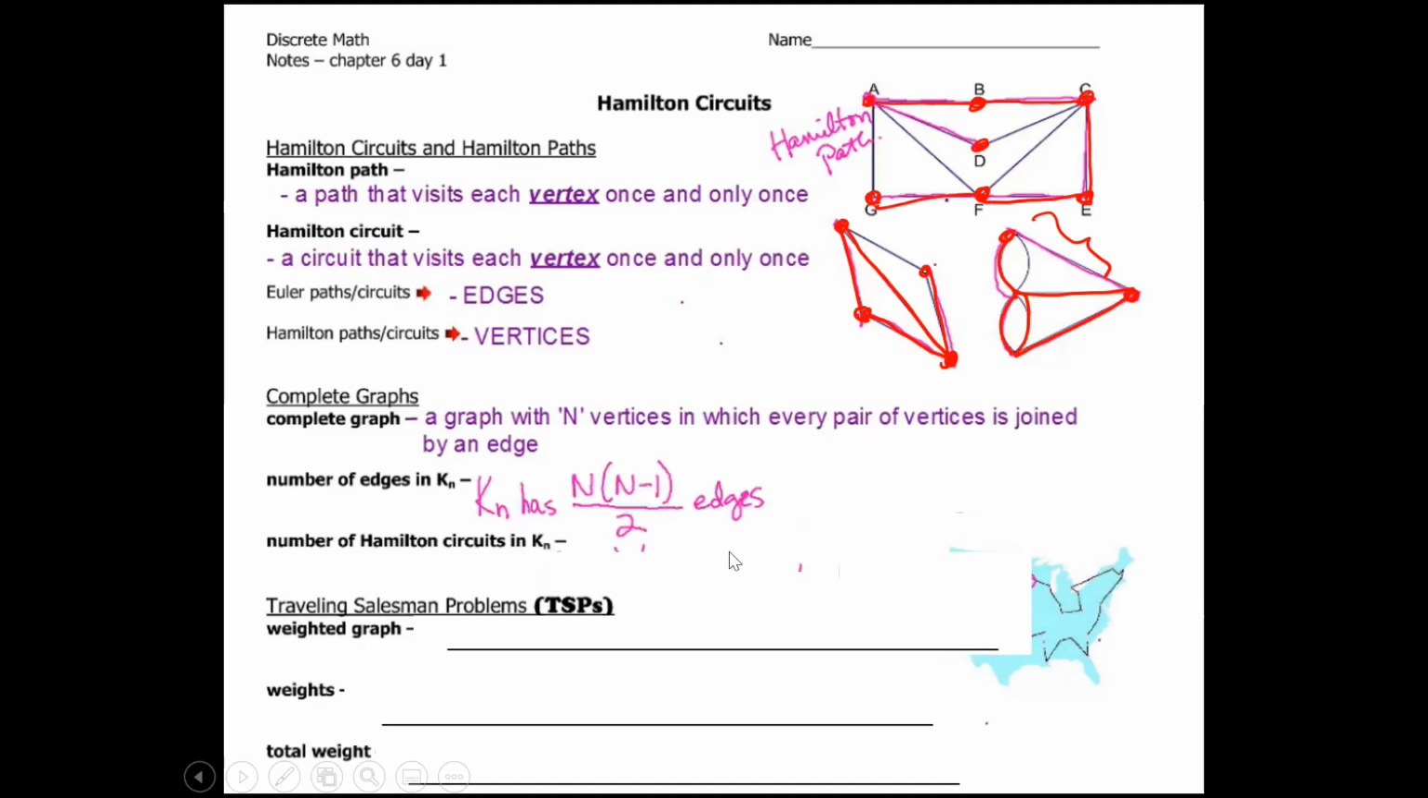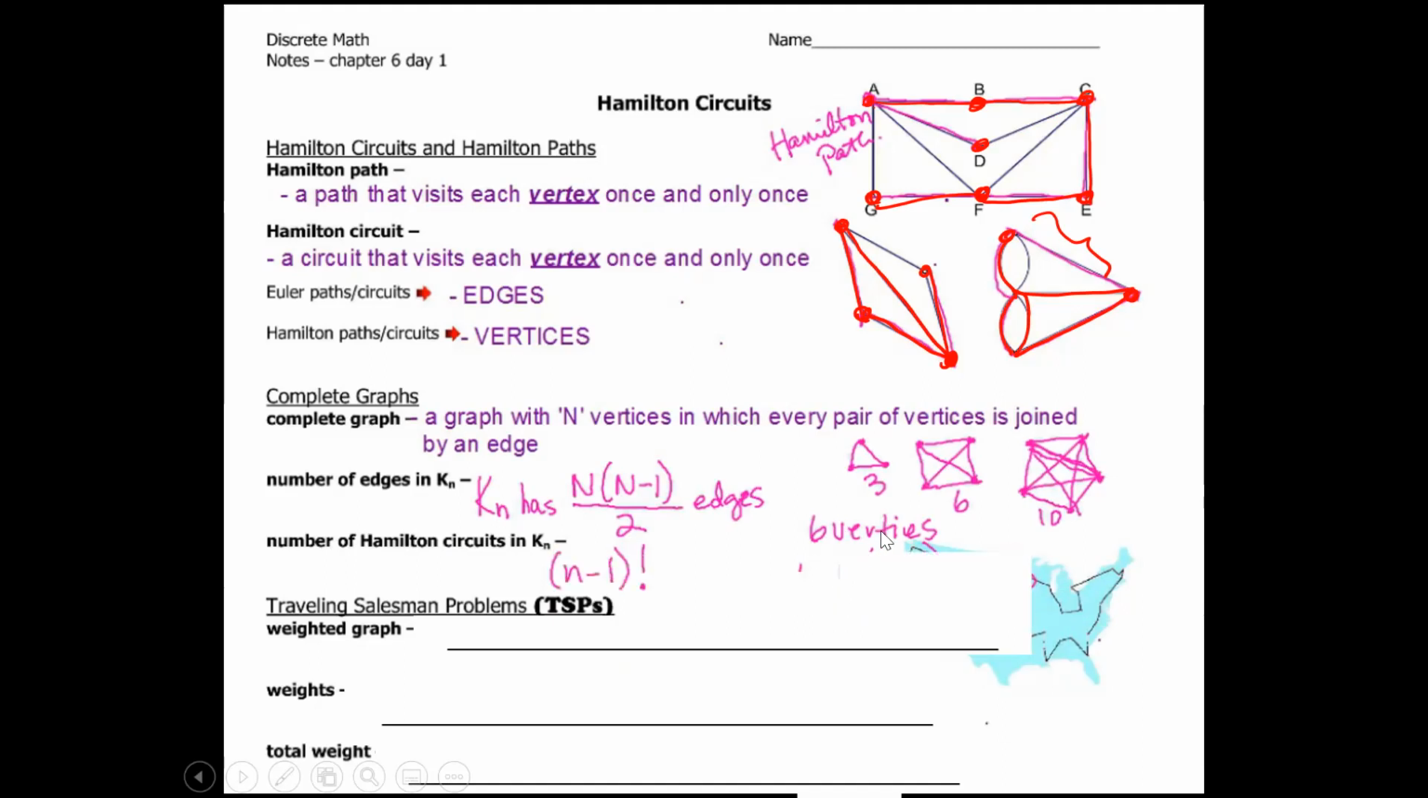This has the formula for the number of edges. As long as you know how many vertices you have, you simply put it in n times n minus 1, divided by 2, and that will give you the number of edges. Now, to find the number of Hamilton circuits, the formula is similar. It is going to be n minus 1 factorial.